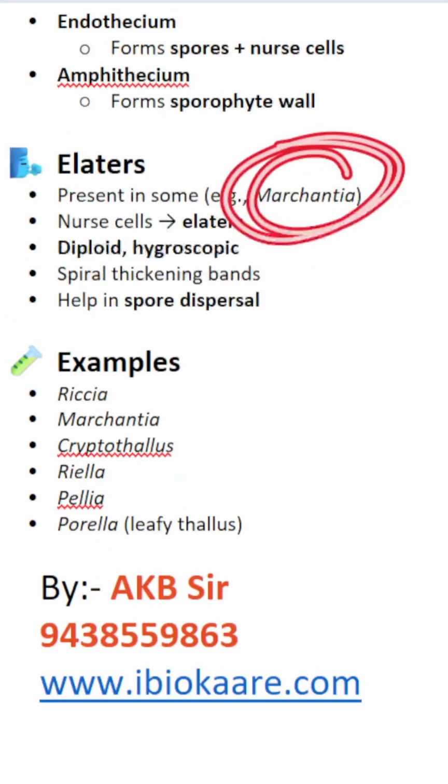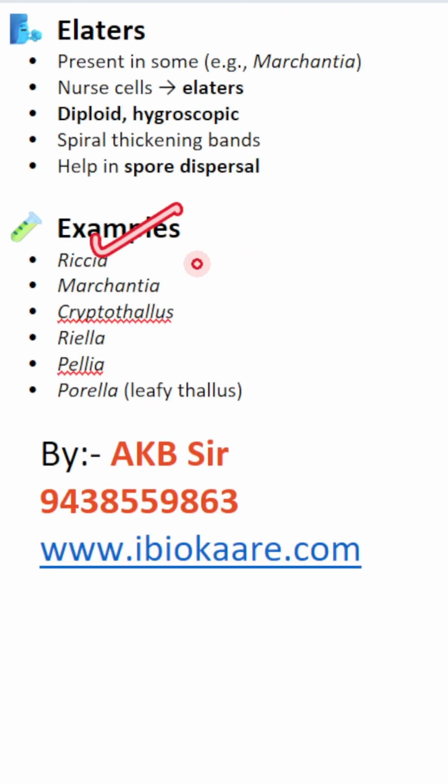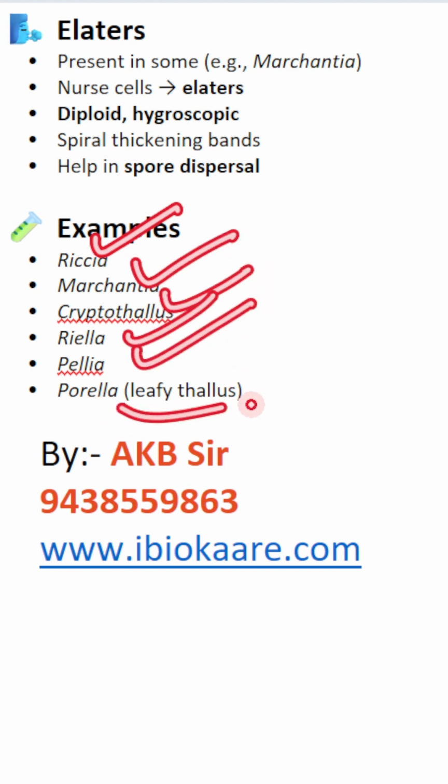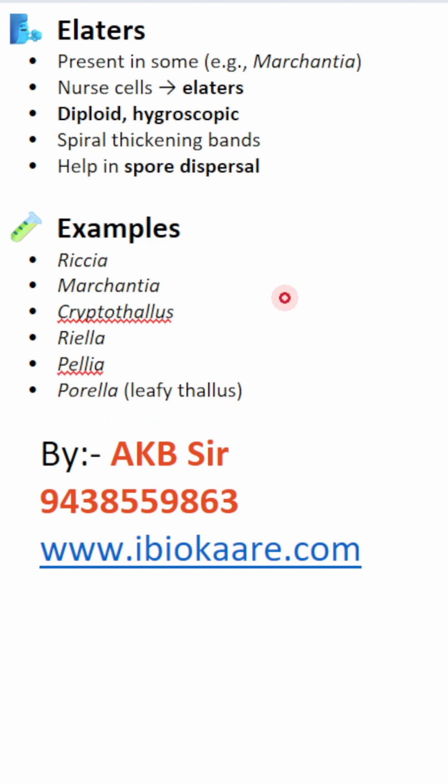Now let's move into the examples. Riccia is the simplest one. Then Marchantia, Cryptothallus, Rilla, Quelea, and Porella. Porella is a leafy thallus. Got it? So this is all about the liverworts, and in a long video we'll go for detailed descriptions.